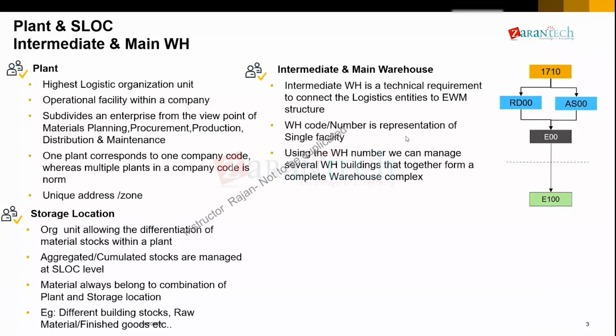Intermediate warehouse number is just a technical requirement to connect the logistics entities to the warehouse structure, and also it's a representation of a single facility. The warehouse number is a complete complex where we can manage even different buildings that are in the near vicinity, maybe in a 5 kilometer radius or 10 kilometer radius, and still they can be managed with one warehouse number, if there are frequent movements there, and if authorization is not a big deal. These considerations are of course there, but still, just in case.